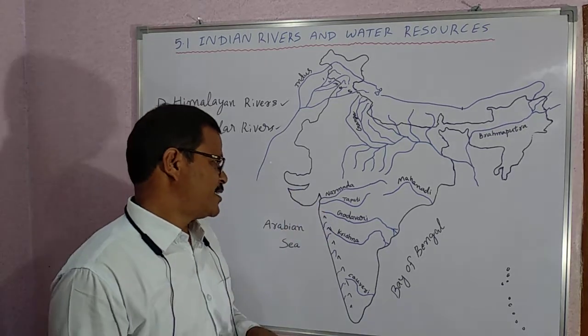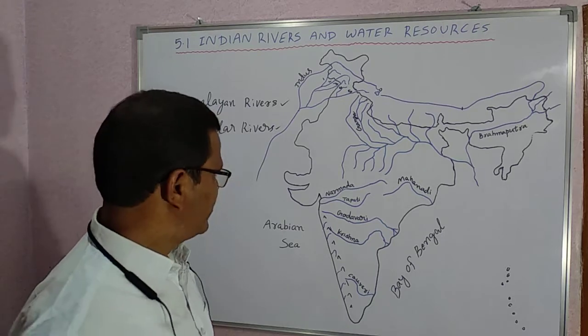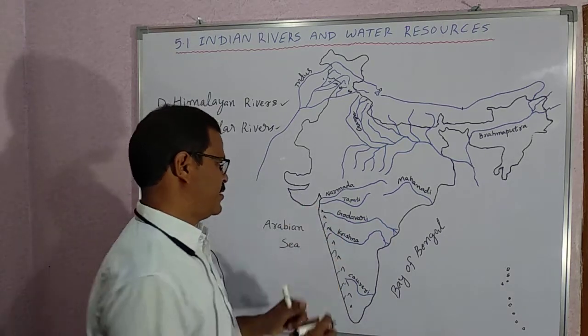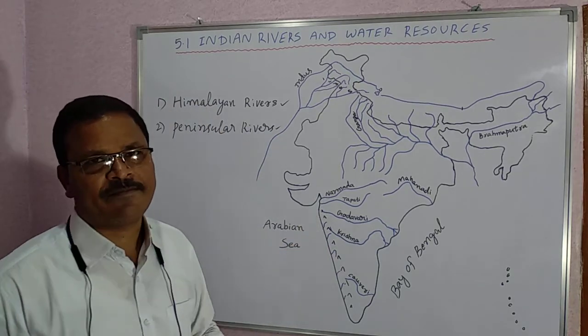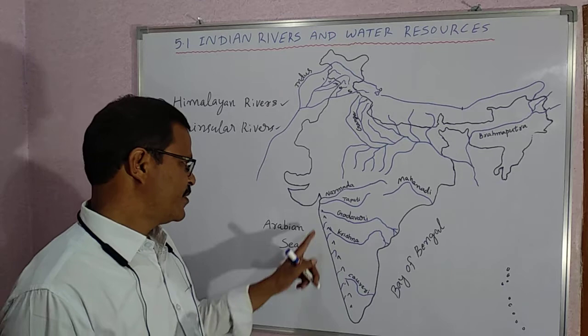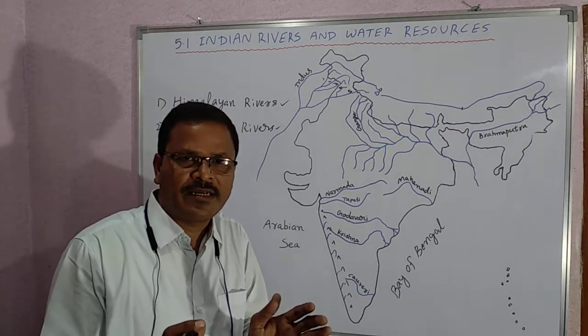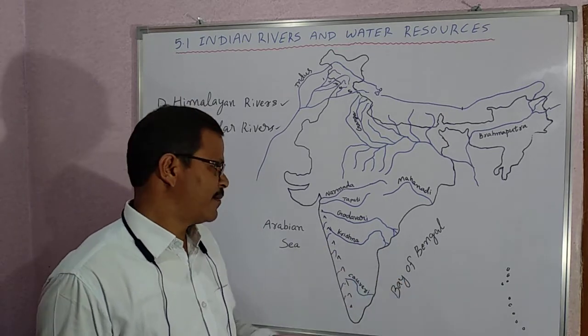It originates near Nasik in the Trayambak Plateau in Maharashtra. What is its origin? Trayambak Plateau near Nasik in Maharashtra. It merges in the Bay of Bengal.